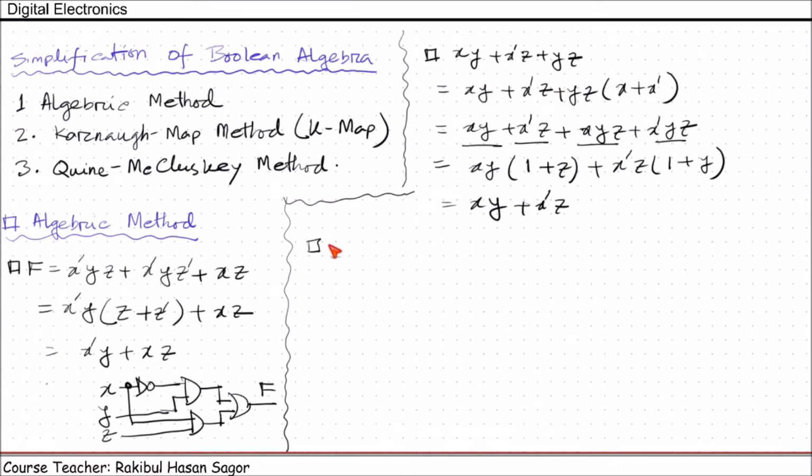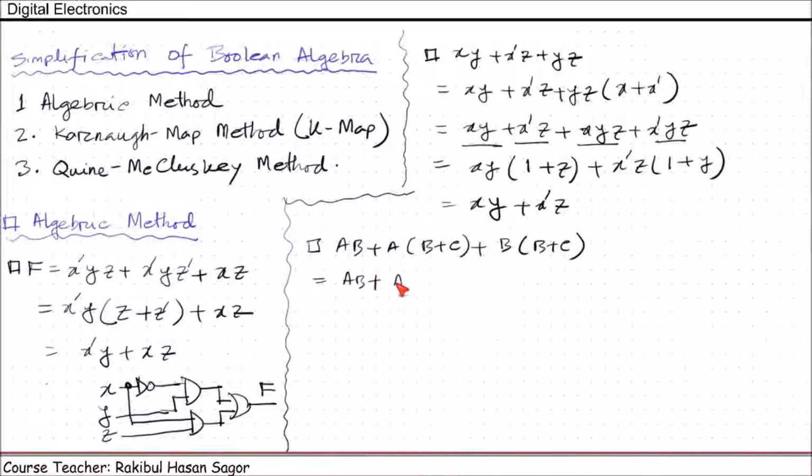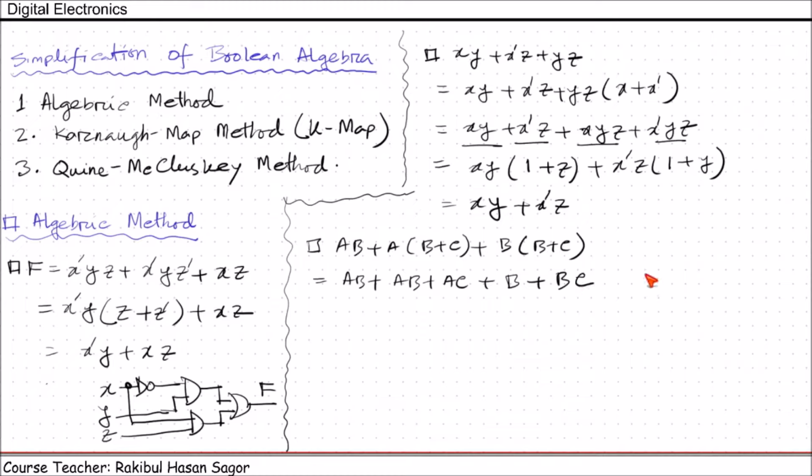Next, let us see another example. We have ab plus a into b plus c plus b into b plus c. Let us simplify this expression. We can write ab plus ac plus b into b will return you b plus bc. We know a plus a is always a in Boolean algebra. If a equals 1, 1 plus 1 will return you 1. If a equals 0, 0 plus 0 will return you 0. So ab plus ab will give you ab, plus ac plus b plus bc.